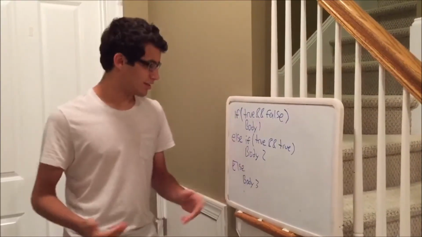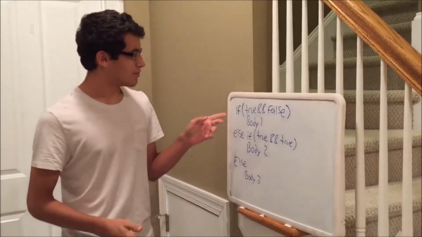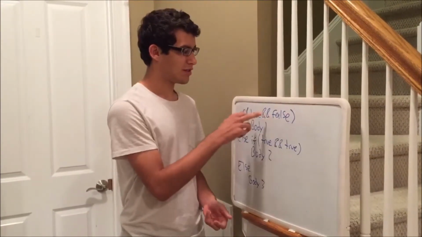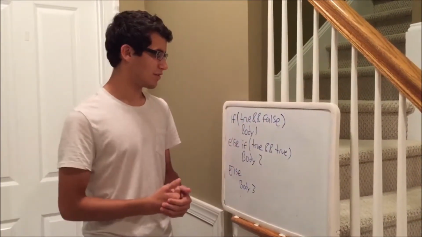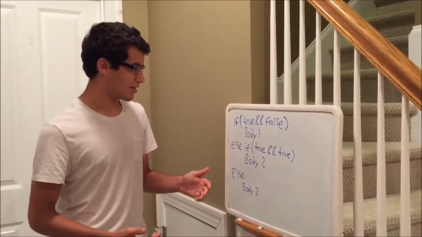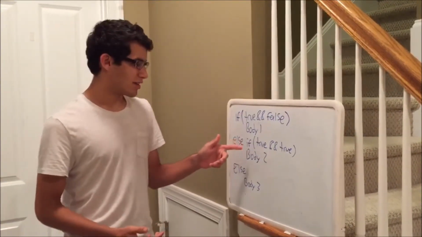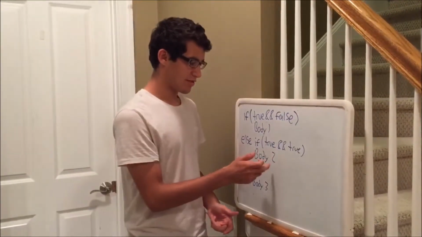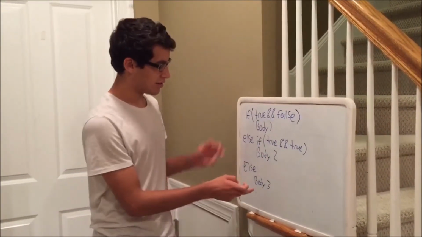Alright, here's another easy example. It runs through the first one: if true and false together is false, so that's not going to be executed. It's going to go to the next else if, true and true. That will evaluate to true, so that one will be executed, and neither of the others are.